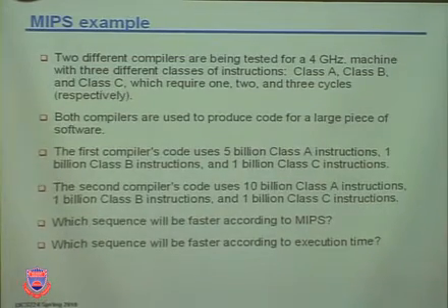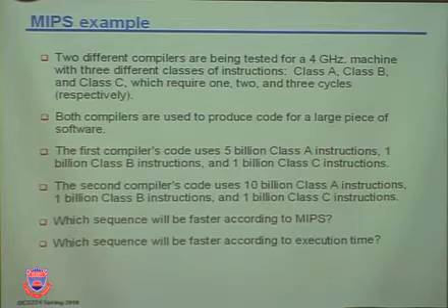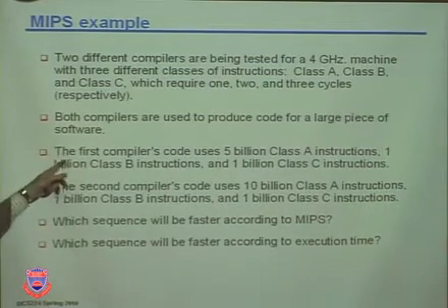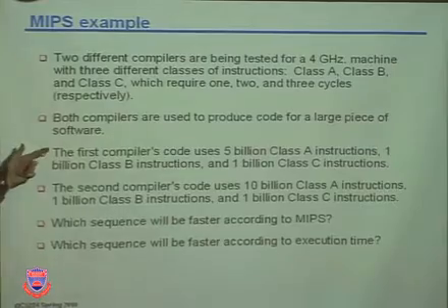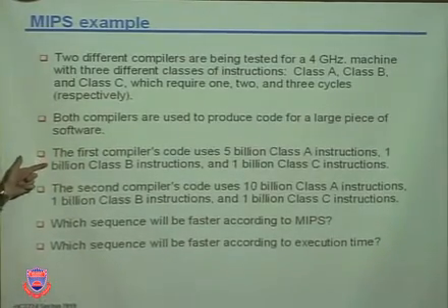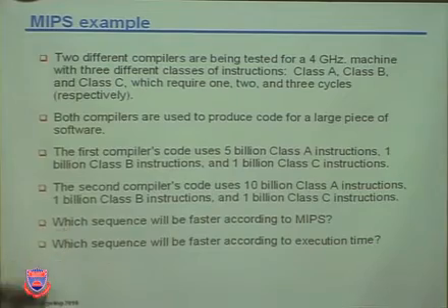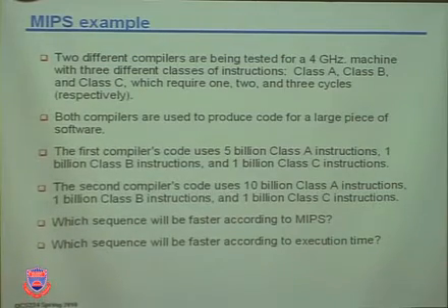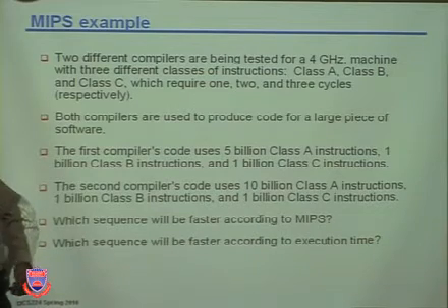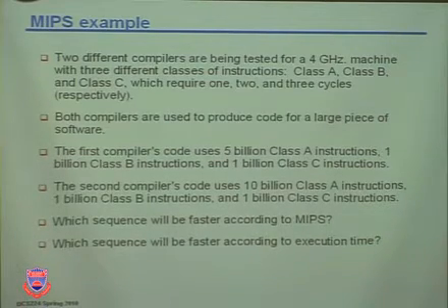Why is it faster? Because they both have the same number of Class C instructions, same number of Class B instructions, and their only difference is Class A instructions. This has more, this has less, therefore this is less. Less total cycles for a fixed, this is going to be faster, clearly faster in time. Question is, what if we measure million instructions per second? All right, now that one's going to take some calculation. So what I'm going to do is do it on the board, show you some surprising things.